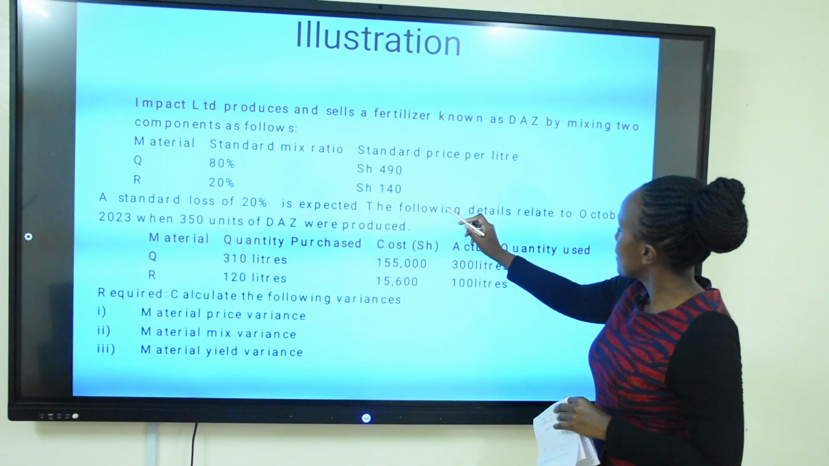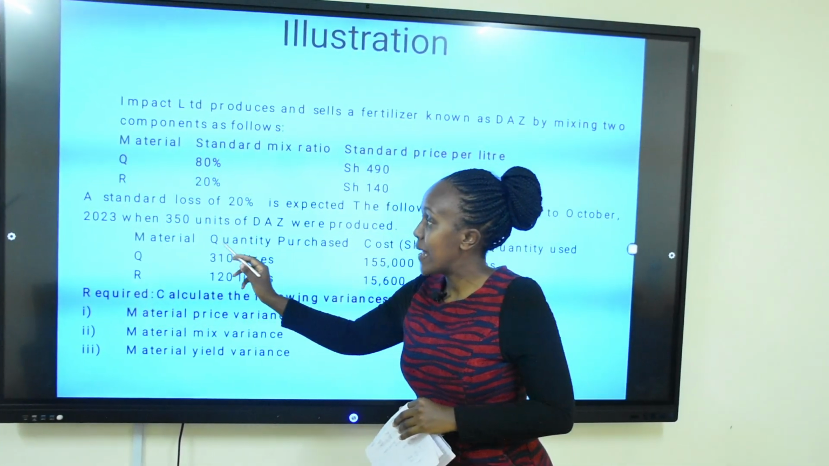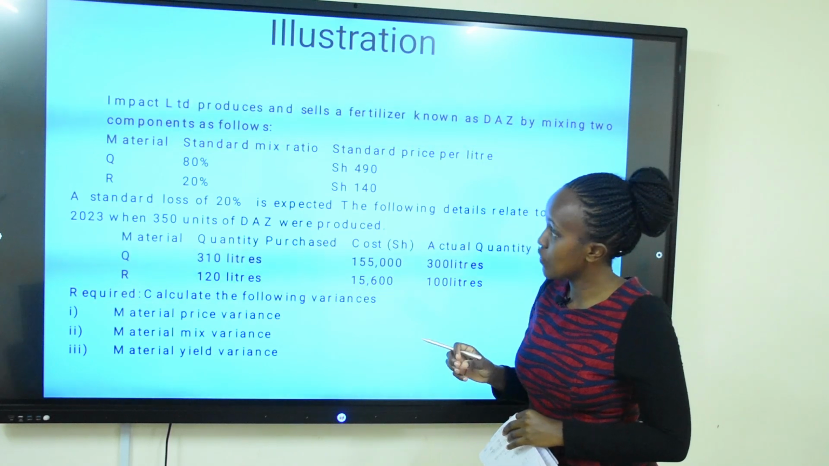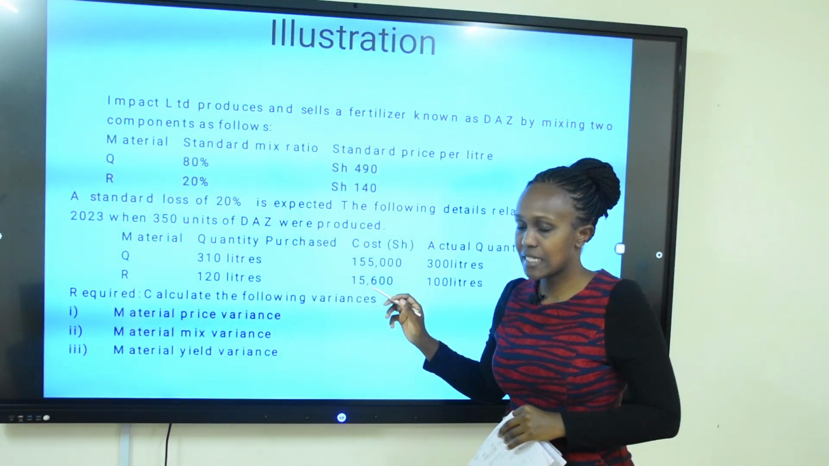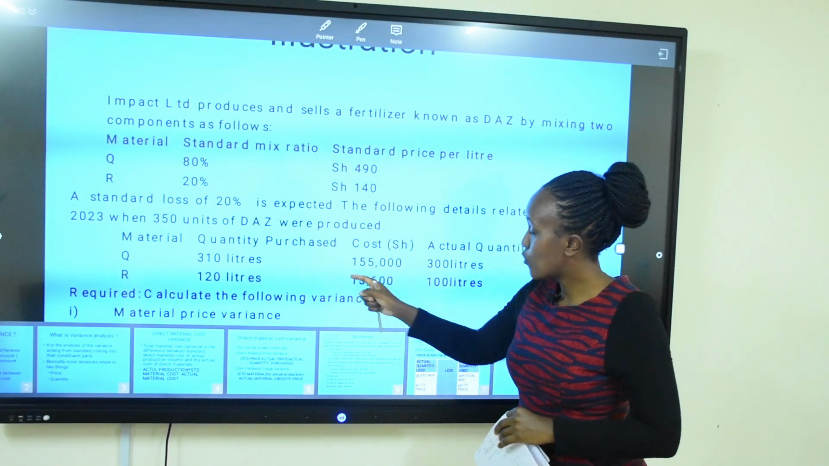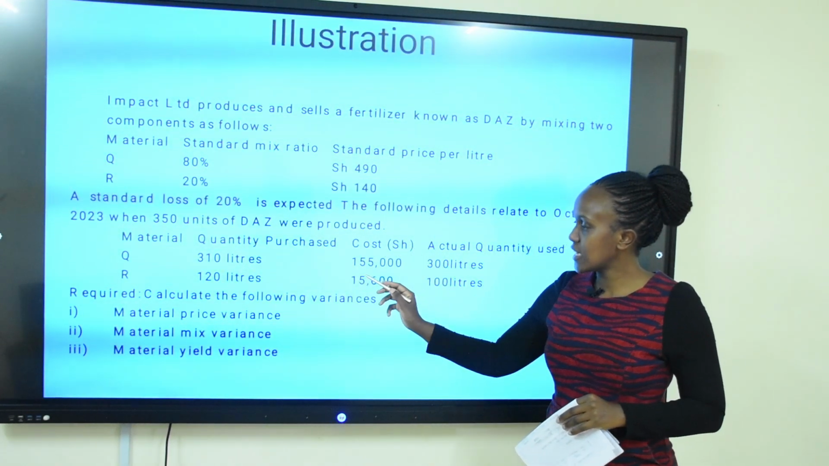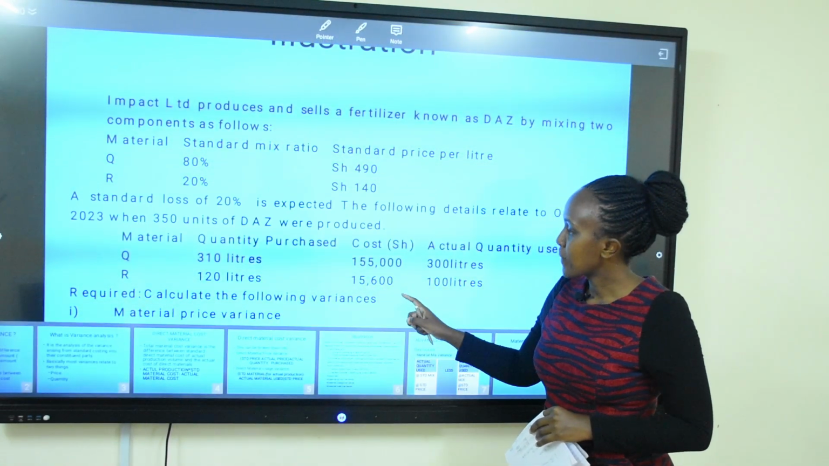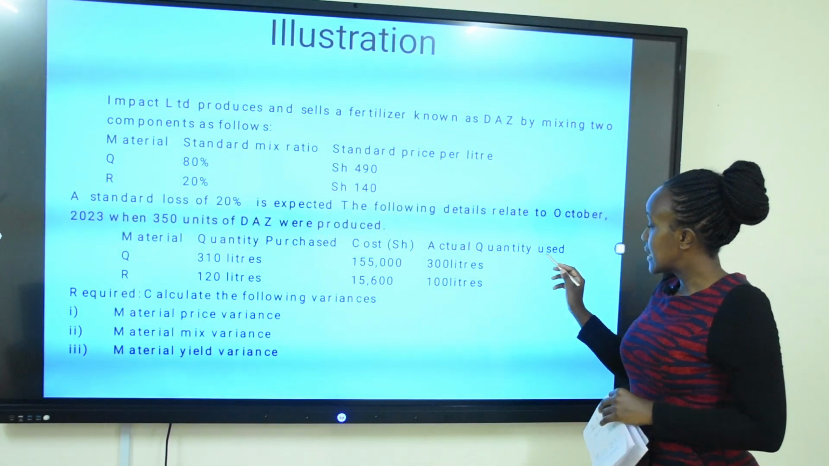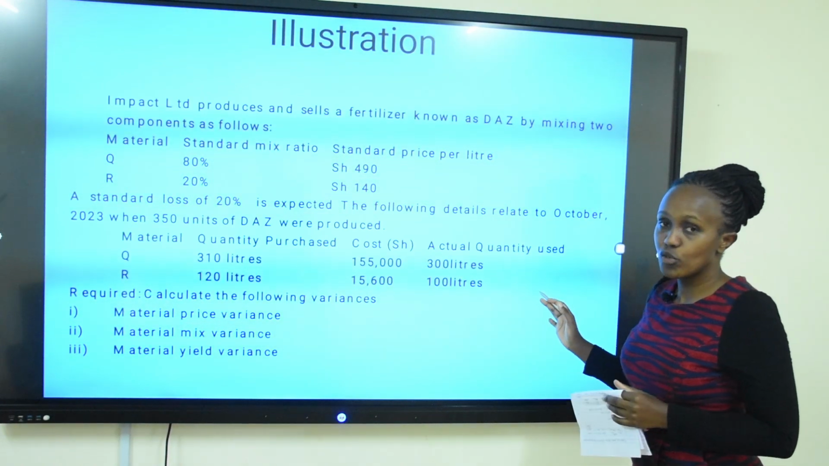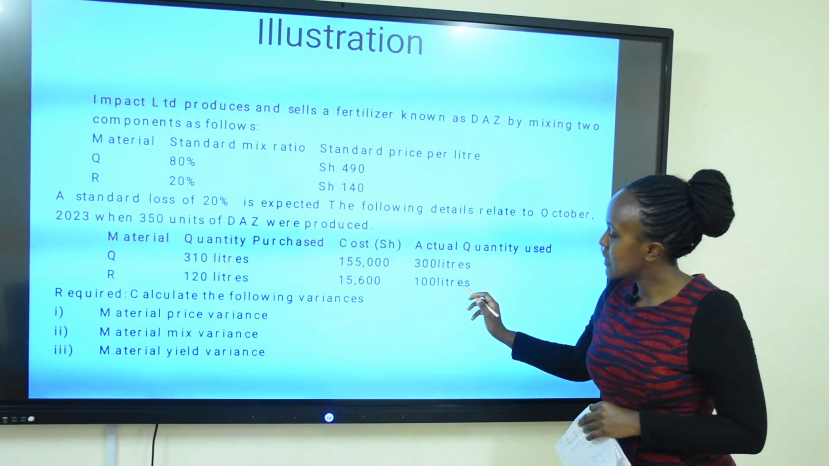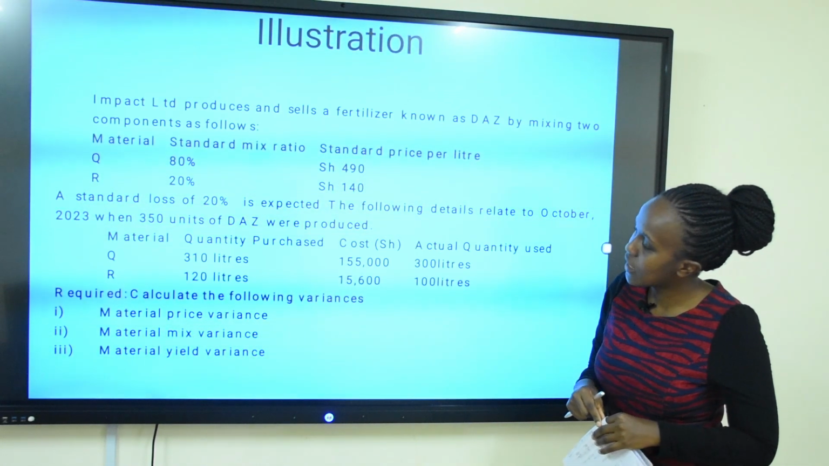That is okay. Then the following details relate to the month of October 2023, when 350 units of the fertilizer were produced. So during that period, the actual quantity that was purchased was 310 liters of Q and 120 liters of R. They were purchased at a total cost of shillings 155,000 for Q, and for R, at a total cost of 15,600. Again, you are told that the actual quantity that was used, there's a difference between what you purchased and what you used, was 300 liters of Q and 100 liters of R.